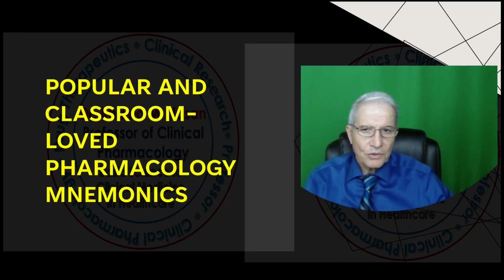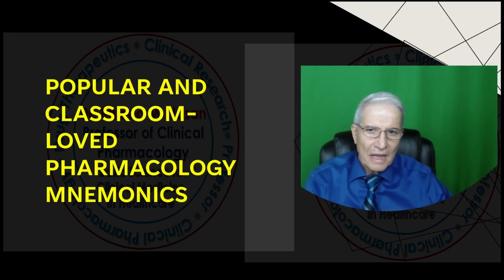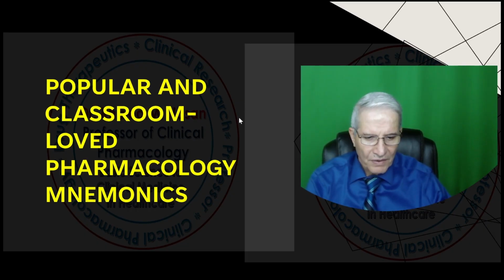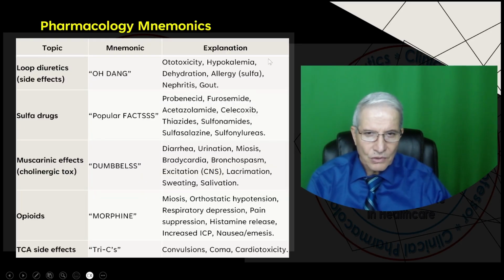Okay, in the next slide, I'm going to discuss the popular, classroom-loved pharmacology mnemonics. We have some popular mnemonics in pharmacology. I'm going to present them here for discussion. As you can see, for example, we have DUMBBELS for the muscarinic effect, like cholinergic toxicity. D for diarrhea, U for urination, M for miosis, BB for bradycardia and bronchospasm, E for excitation, and then we have L for lacrimation, SS for sweating and salivation.